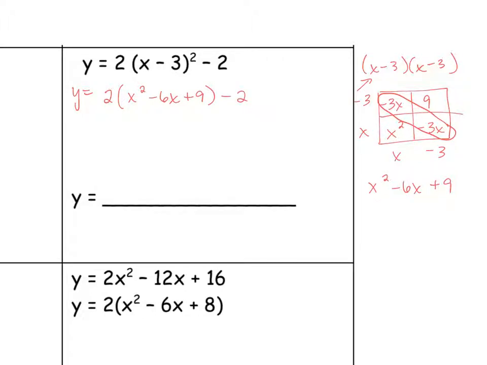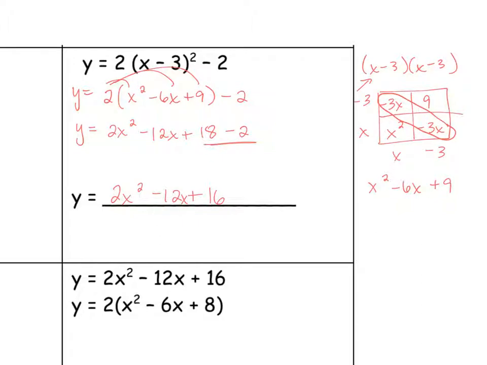I'm going to go ahead and distribute that first 2. So y equals 2x squared minus 12x plus 18 minus 2. I can combine 18 and negative 2 here. So my standard form is 2x squared minus 12x, whoops, plus 16.